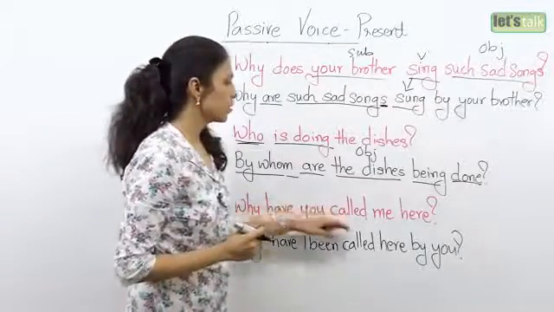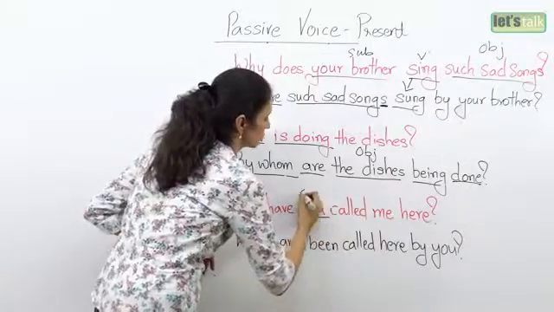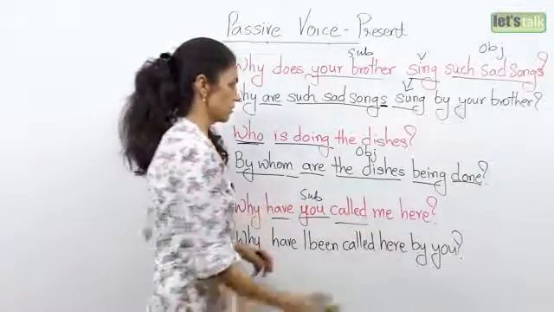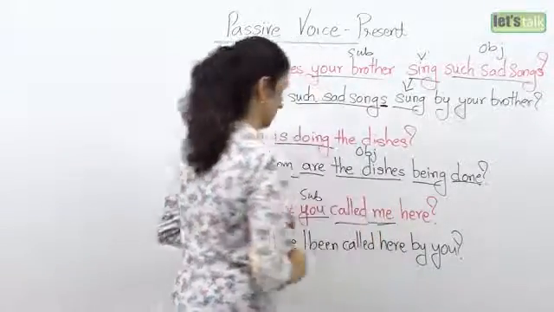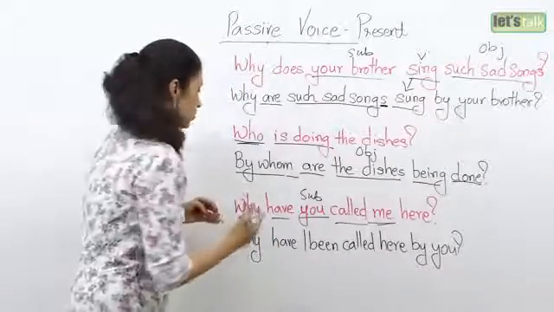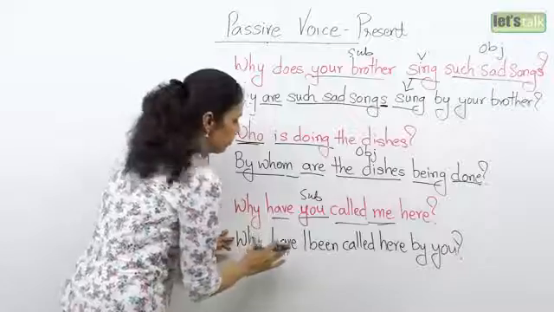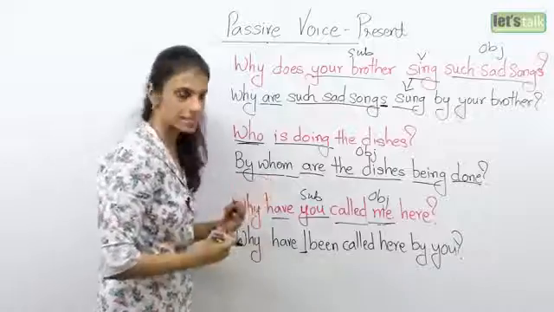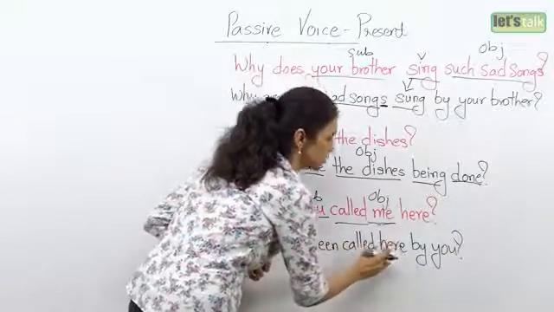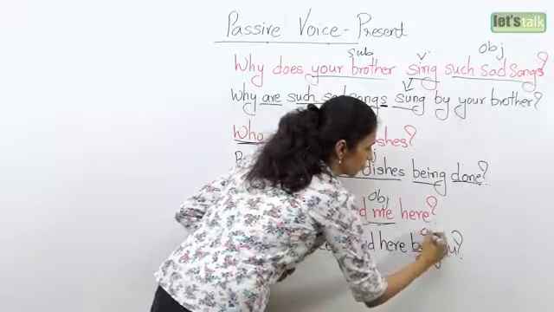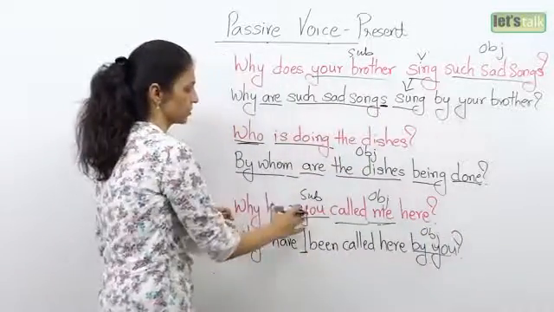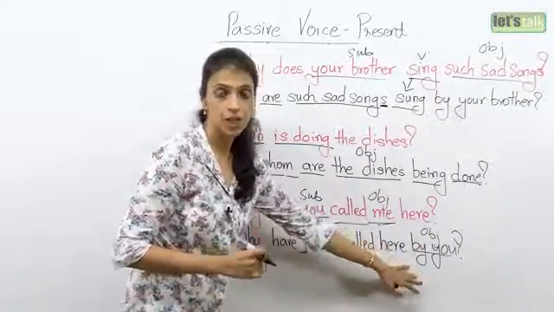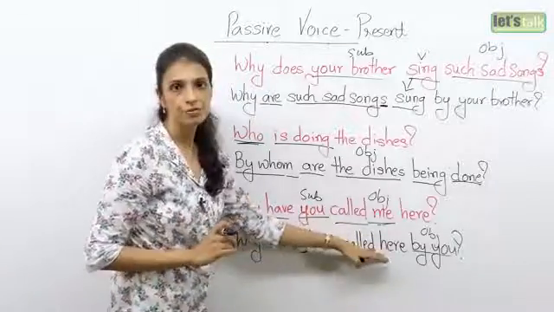The last one, why have you called me here? You is the subject. If you see have called, it's a perfect tense, called me. So now let's interchange. You have object, subject, subject, object. So you have why have I, me is the object, that becomes I in the subject. So why have I been called here by you? So you have made you into the object by you. So why have I been called here by you? You have maintained it in the present perfect tense.